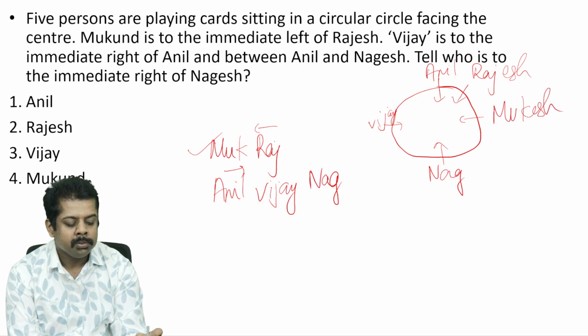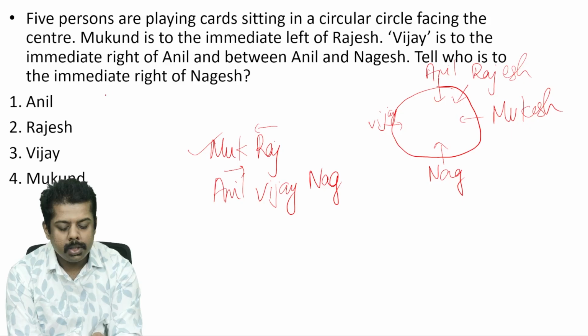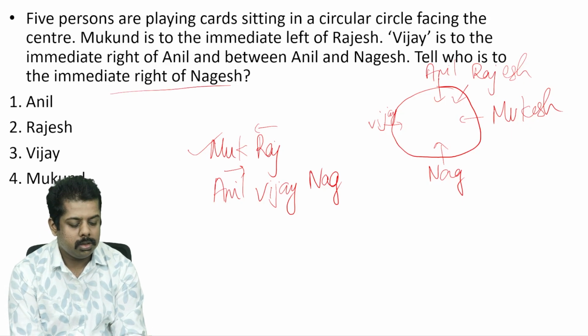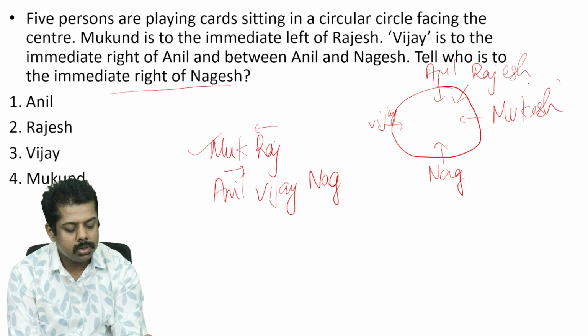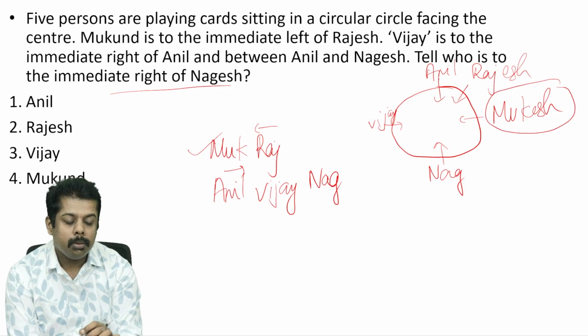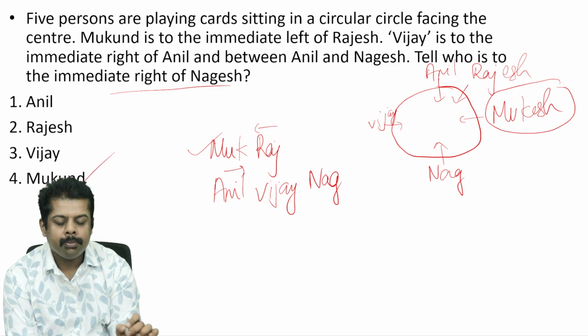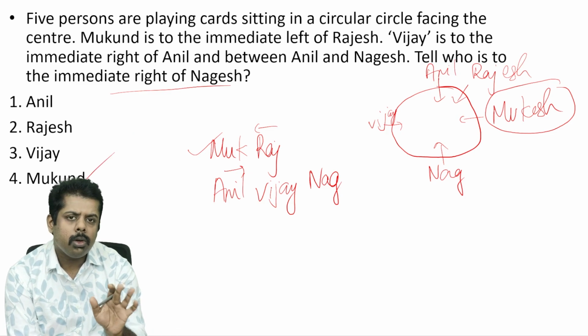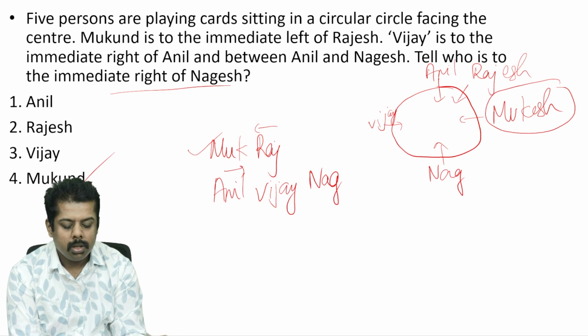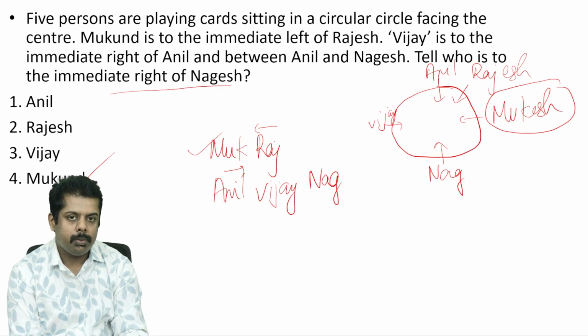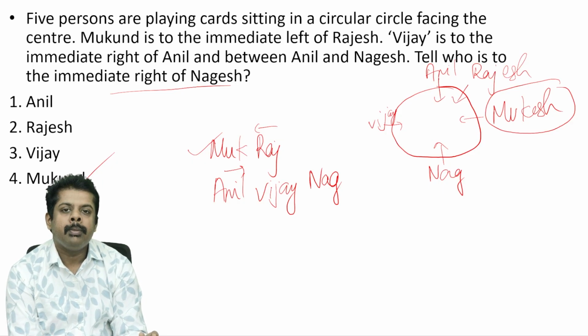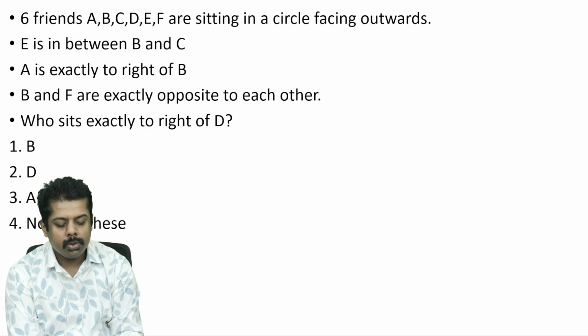Now what is the question that is being asked? Immediate right of Nagesh. So we can see the right of Nagesh is in the anti-clockwise direction. So we're sitting here. Mukesh. Oh, sorry. It was not Mukesh, it was Mukund. Anyhow, we have got the answer. The answer here is the fourth option, Mukund will be the final answer. Hope that you got it. Now moving to the next set.